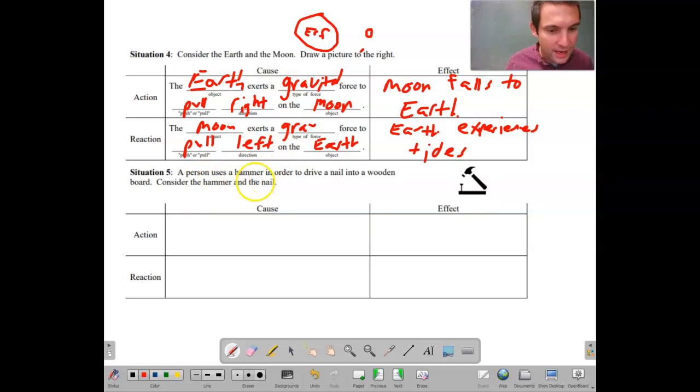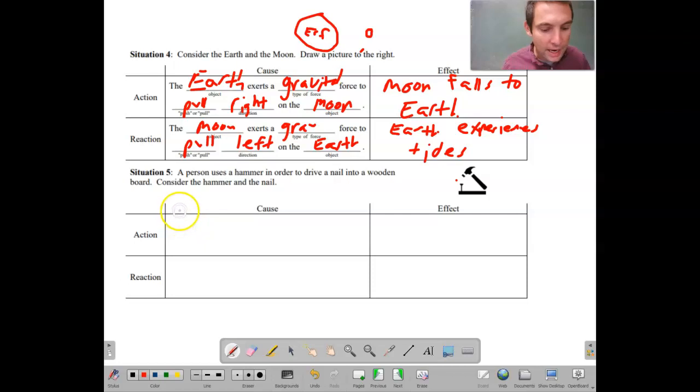wooden board. Consider the hammer and nail. Okay, so we're not talking about the hand in this. A lot of students are going to want to say, oh, well, the person exerts a force on the hammer. True, but we're not caring about that. Our system right here is only the hammer and the nail.